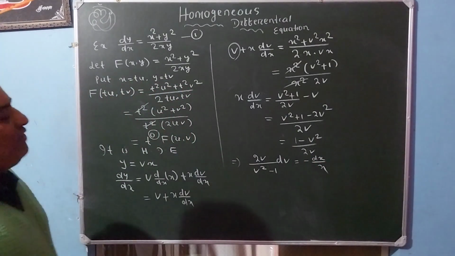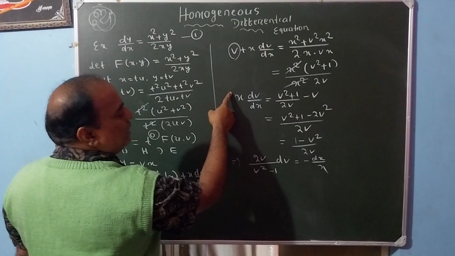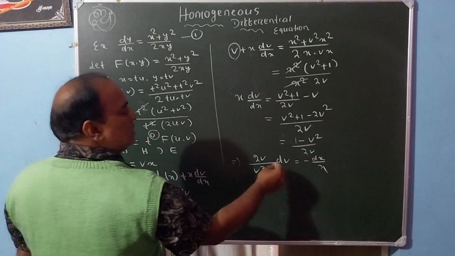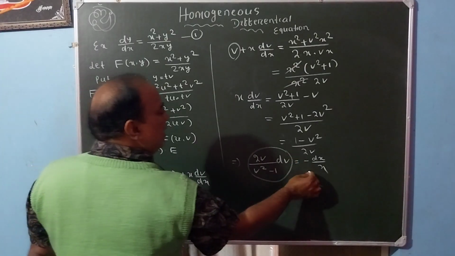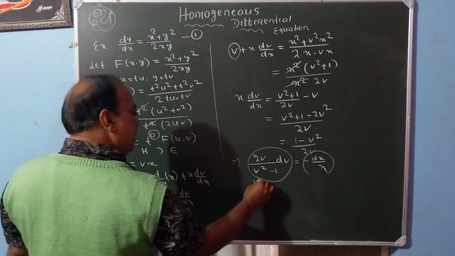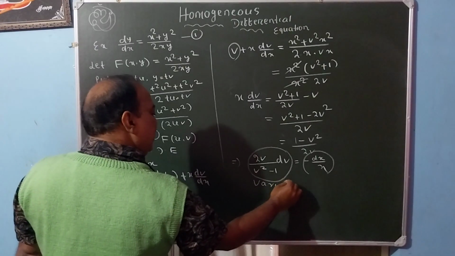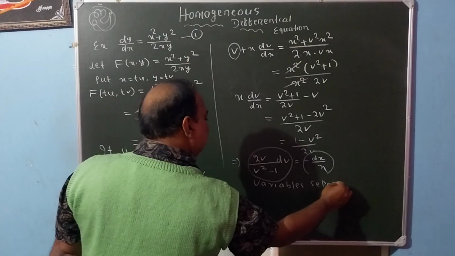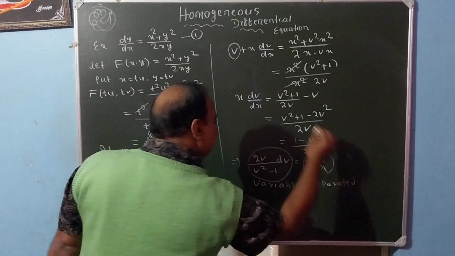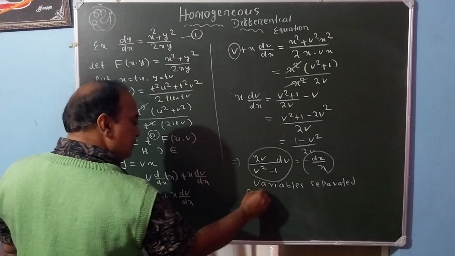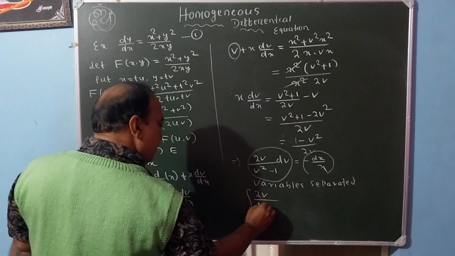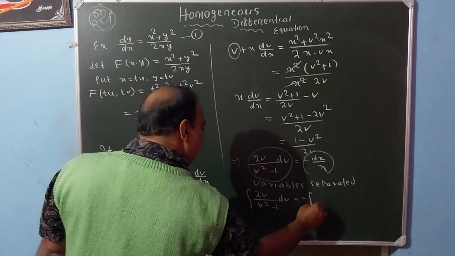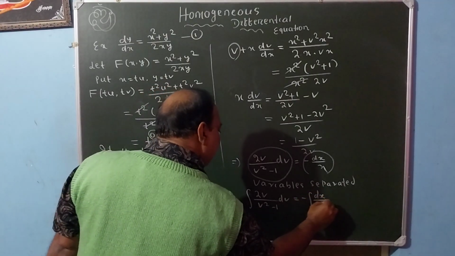See here, separating the variable. 2v will multiply here. Minus taking common. v square minus 1 will be divided here. So variables separated. Write down, variables separated. Integrating on both sides, integral of 2v divided by (v square minus 1) into dv is equal to minus integral of dx by x.